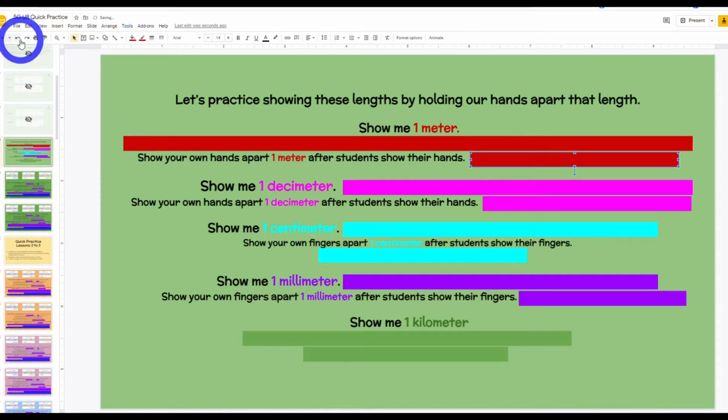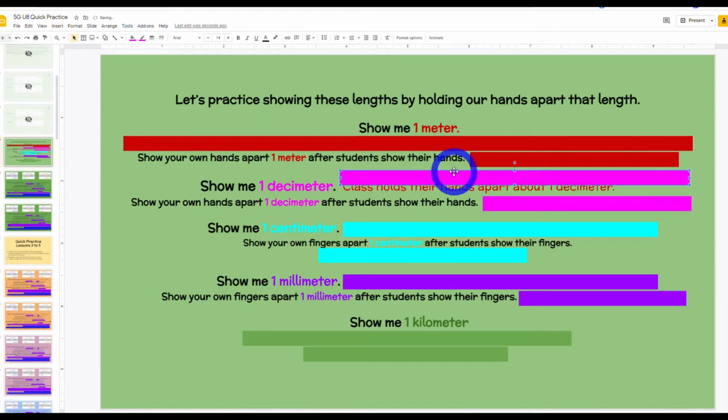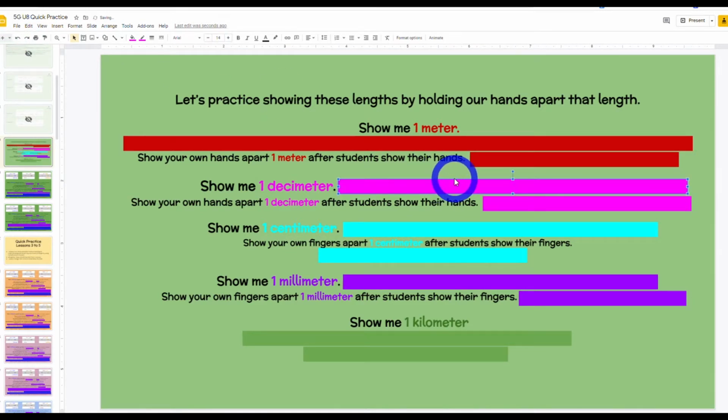Now show me a decimeter, and students should show a decimeter is about those 10 centimeters. Class holds their hands apart about a decimeter. The student leader or the teacher does that. Yes, a decimeter is the same as 10 centimeters. Now, I usually say a decimeter is like a baby brother's shoe. And so we'll put our hands and show about how big a baby brother's shoe is, which is the same as 10 centimeters. So you can review this however you want, but you're trying to get into a rhythm of show me a decimeter. Yes, a decimeter is 10 centimeters.